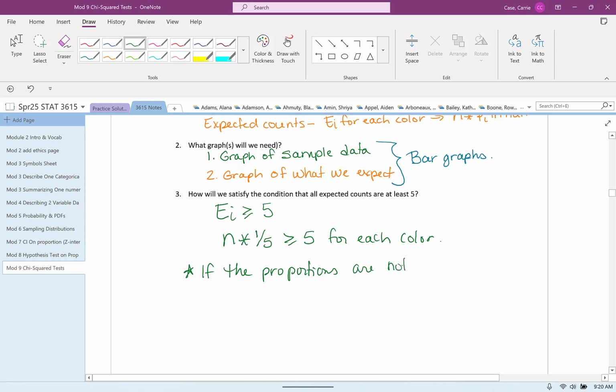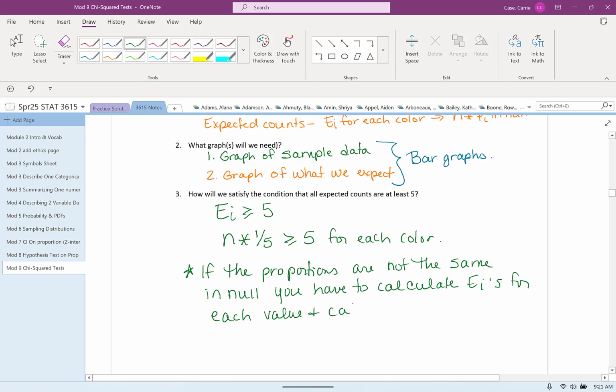And just a quick reminder, if the proportions are not the same in the null, you have to calculate EIs for each value and category, like the phenotype example.